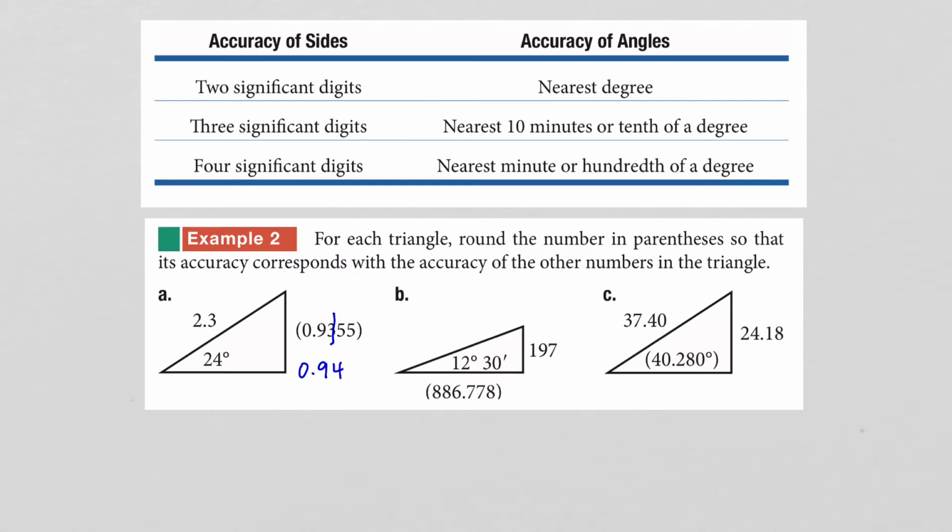In the next example, notice that the side has a measurement of 197. That is 3 significant digits. And the angle is measured to the nearest 10 minutes. And that's consistent with our guidelines up here. So now we need to measure this side here to 3 significant digits, just like the other side. So 3 significant digits would be these 3 digits here. If we cut that off and round the result, we get 887.